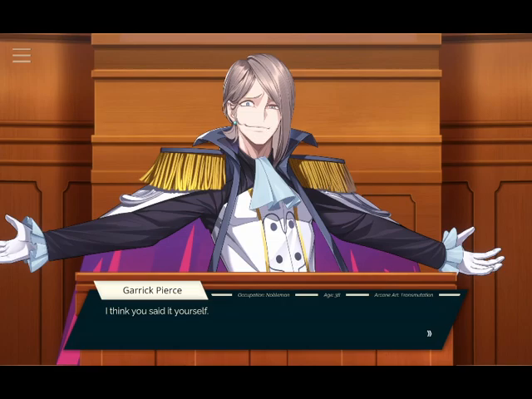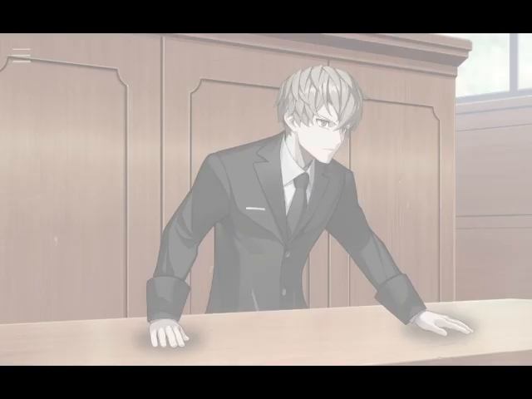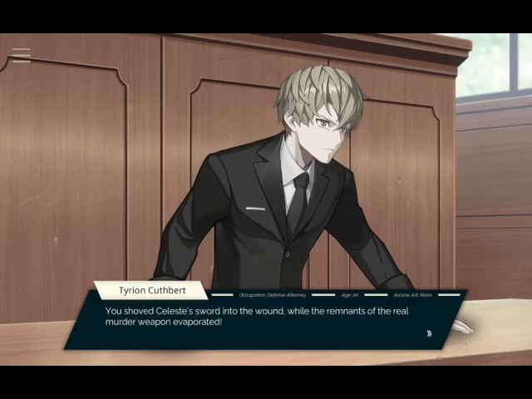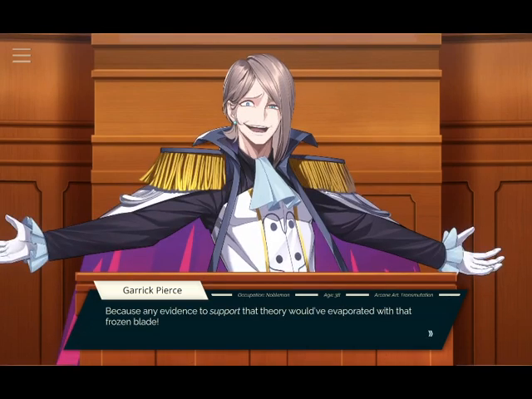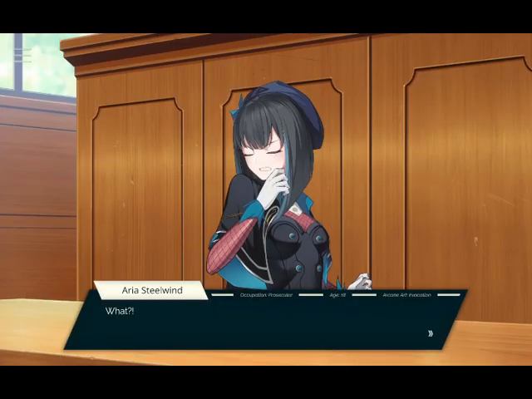I think you said it yourself. You shoved Celeste's sword into the wound while the remnants of the real murder weapon evaporated. It was a perfect crime, wasn't it? You see, it would have been a perfect crime. Because any evidence to support that theory would have evaporated with that frozen blade. What?